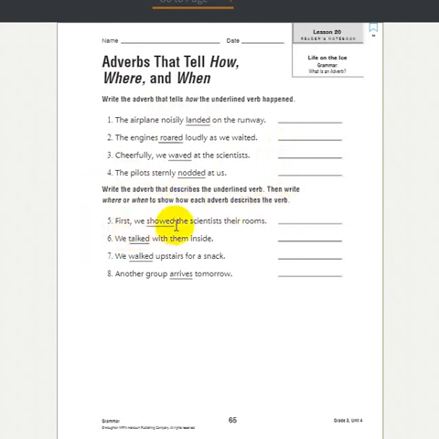First, we showed the scientists their rooms. So showed is the verb. Which word describes it? First. And it tells us where or when. It tells us when. Hey, do the rest on your own as well, okay?